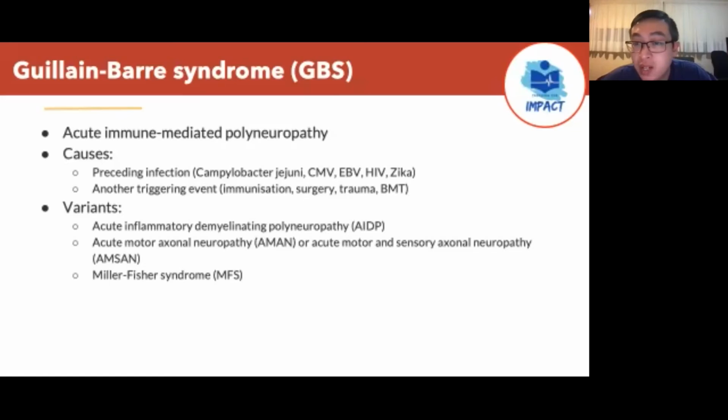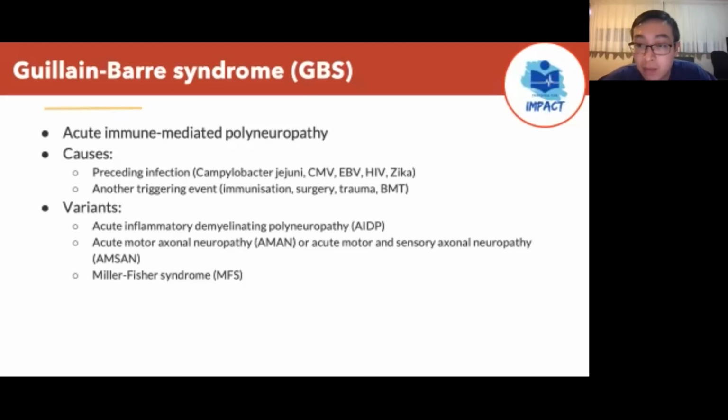The antibodies that are mounted against the infection then subsequently cross-react with peripheral nerve components because of molecular mimicry. So the immune response can be directed towards the myelin of the peripheral nerve, resulting in demyelinating forms of GBS. And the main demyelinating form of GBS is a condition called acute inflammatory demyelinating polyneuropathy, or AIDP.